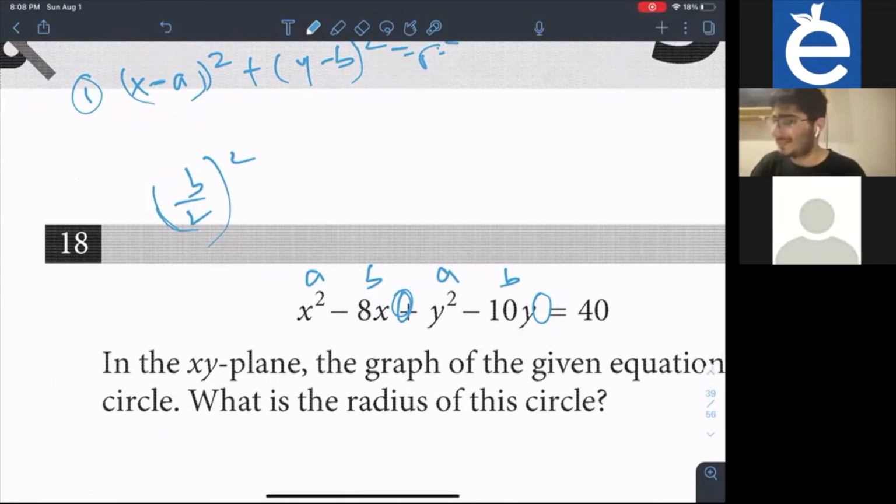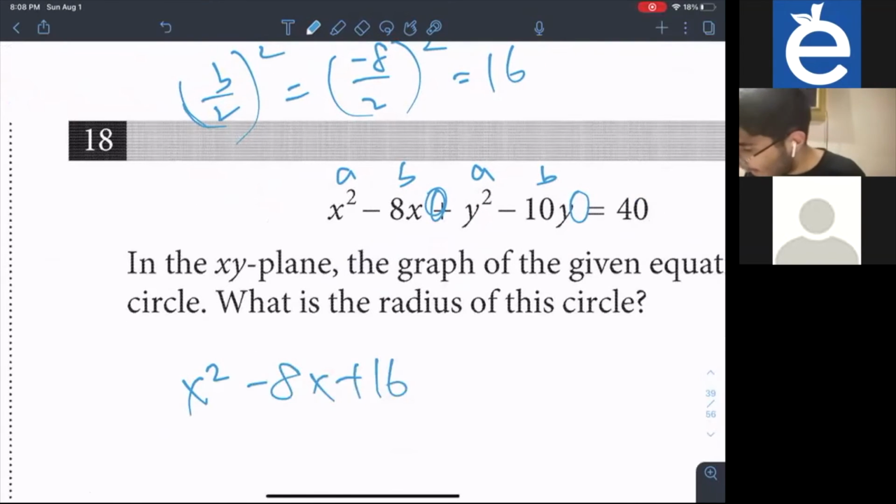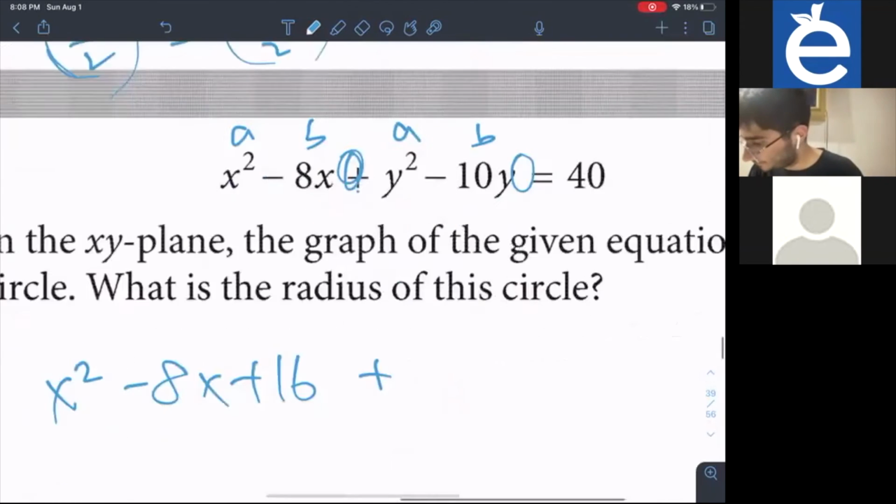So for the first part, the x's, b over 2 squared, where b is negative 8, so negative 8 over 2, and then square that. Negative 8 over 2 is negative 4, squared you get 16. And then we can rewrite it as x squared minus 8x plus 16. And then there's a plus here.